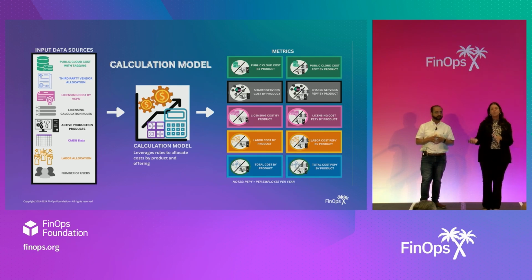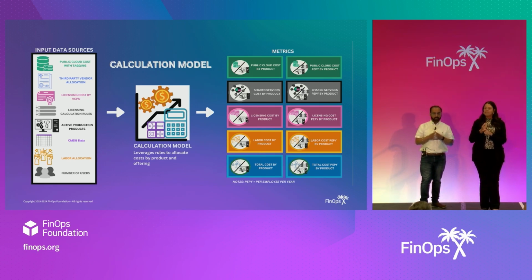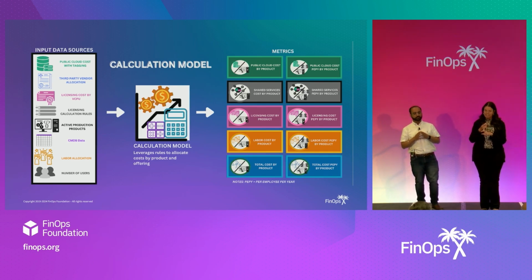And what I want to highlight on the right side of the screen is we talked about the PEPI and adding all those components, but the other piece of this is actually making sure that for every product, we generate a PEPI for our public cloud costs, a PEPI for our shared services costs, a PEPI for our licensing cost, and a PEPI for our labor cost, right?